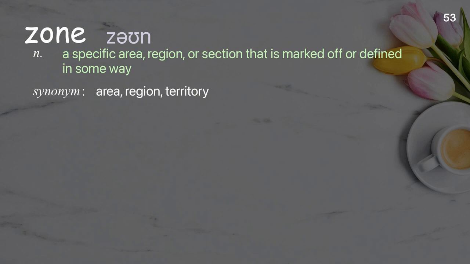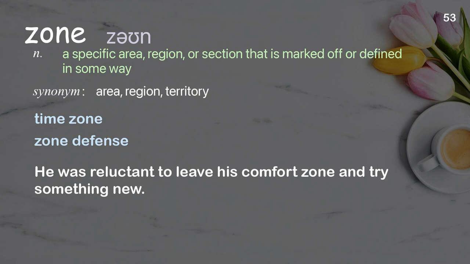Zone: a specific area, region, or section that is marked off or defined in some way. Examples: time zone, zone defense. He was reluctant to leave his comfort zone and try something new.